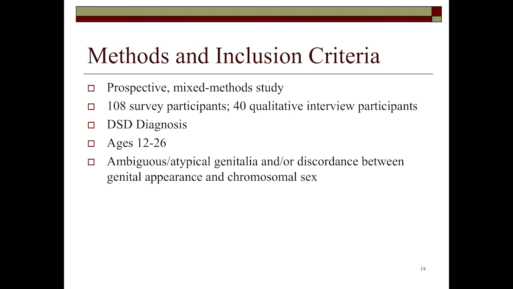It's a prospective mixed method qualitative quantitative study. We aim to recruit 108 survey participants, half adults, half youth, and 40 qualitative interview participants. We have about 45% of the qualitative interviews completed now, and about a quarter of the surveys completed. In order to participate, you need to be within the specified age range and have ambiguous or atypical genitalia and/or discordance between genital appearance and chromosomal sex.